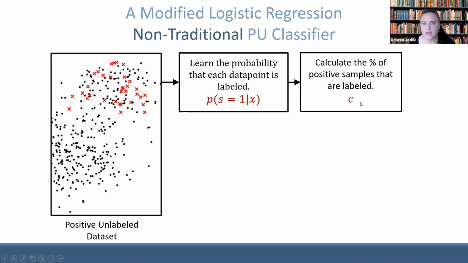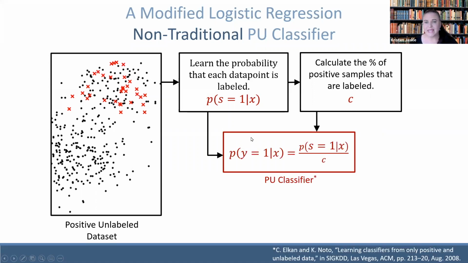Now we're going to be able to calculate that from this probability, and I'll show you that in a minute. Given these two things, we can combine them into what's called this non-traditional classifier to get our traditional classifier. Now, this is a really important result that was proved by Elkan and Noto in a fundamental foundational paper on positive unlabeled learning in 2008. So I'll have a citation at the end of the presentation as well.